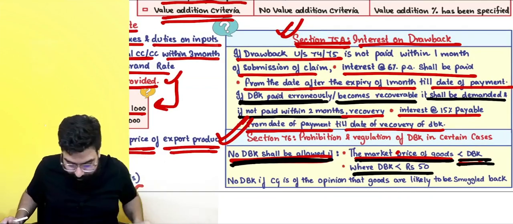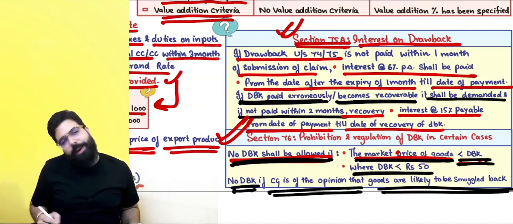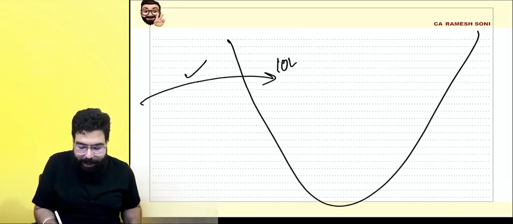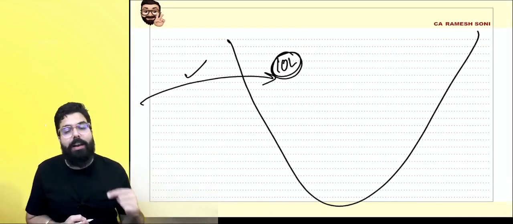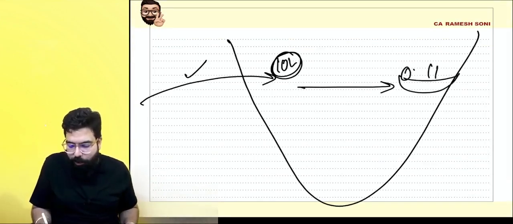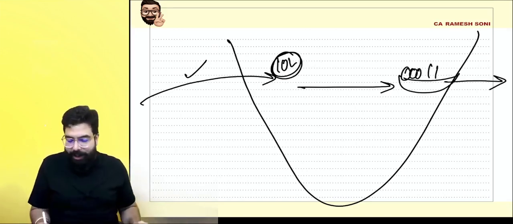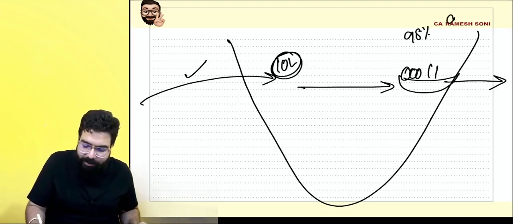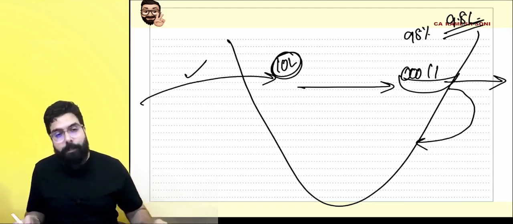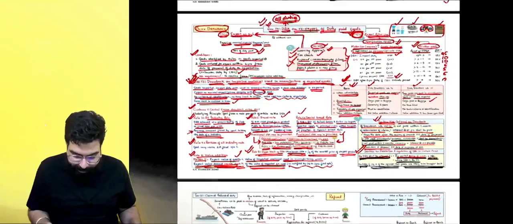No DBK if the central government is of the opinion that goods are likely to be smuggled back. For example, you were getting your goods into India, you were caught, and you had to pay 10 lakh rupees of duty. You were trying to smuggle and you were caught. Then you told the government, I am going to send these goods back outside India. If the government has a doubt that you will take 98% DBK, which is 9.8 lakh, and later get the goods back into India by smuggling, then the government will not give you any duty drawback. Yes, sir, we are clear.